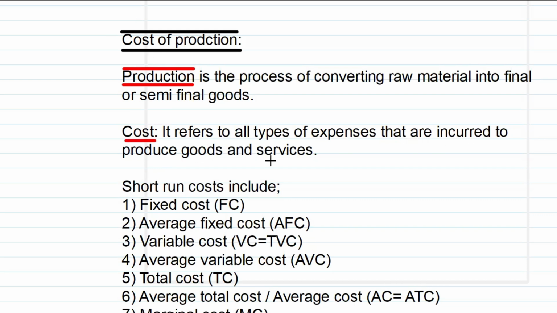And then we have the term cost, and cost refers to all types of expenses that are incurred to produce goods and services. Whenever we produce goods and services, we have to pay multiple costs, right? And if we add all those costs, we will get total cost for the firm, right? And that is cost of production.